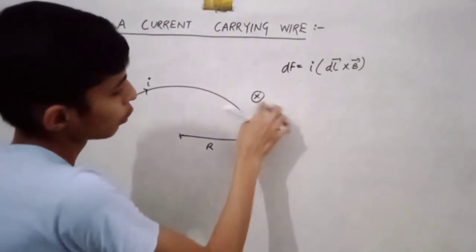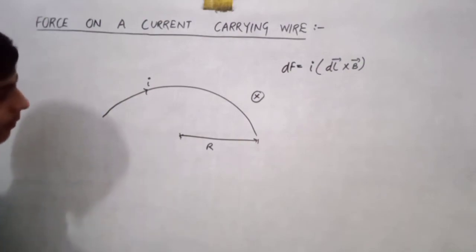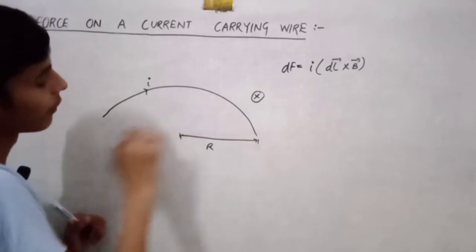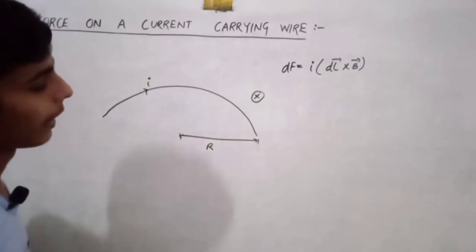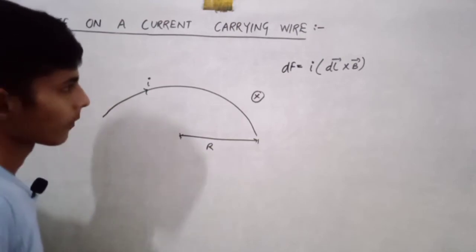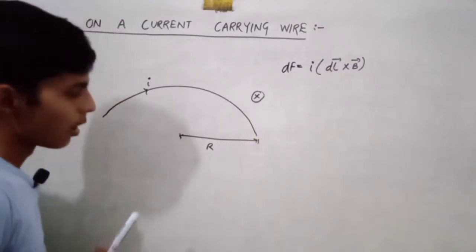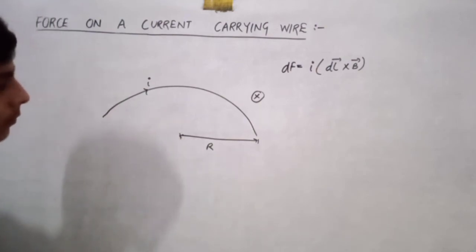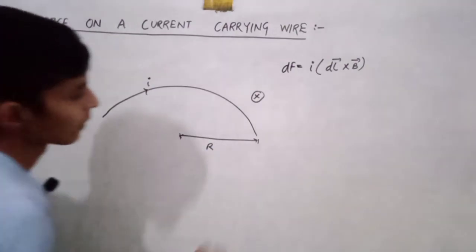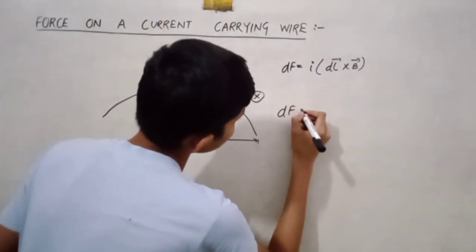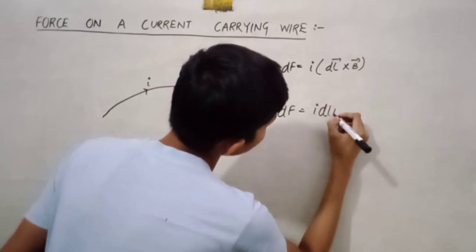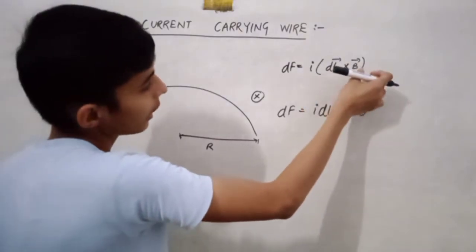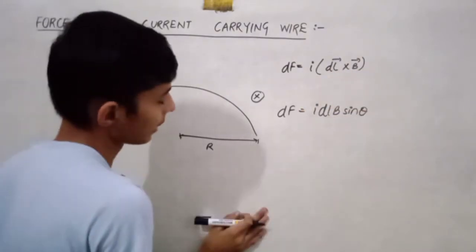Now the magnetic field is into the plane, and this is the direction of current, and we have to find the force due to this wire. Now how can we find the force due to this wire? The formula is this. So I am giving some time to find out the force. So the force is dF equals I dl B sin theta. Cross product of dl and B gives us dl B sin theta.